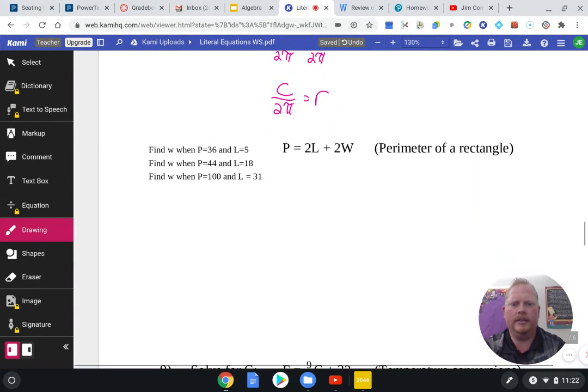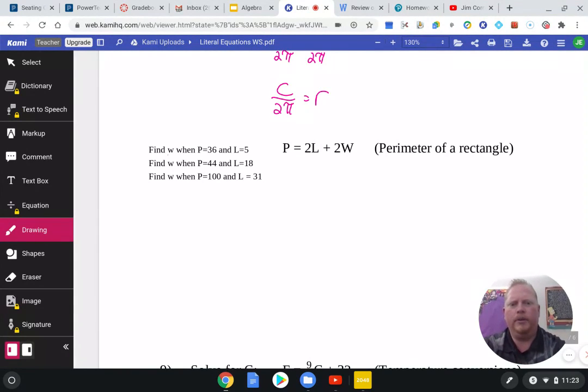Let's take a look at this other example here. It gives us the perimeter for a rectangle formula, and it says find W when P equals 36 and L equals 5. So you might think, oh, that's not a problem. I just plug in the 36 for P and plug in the 5 for L. And you can do that and then work it out and get W all by itself. But it asks you to do similar problems 3 different times. So rather than plug it in and work it out, what if I work it out first and then plug in the numbers?